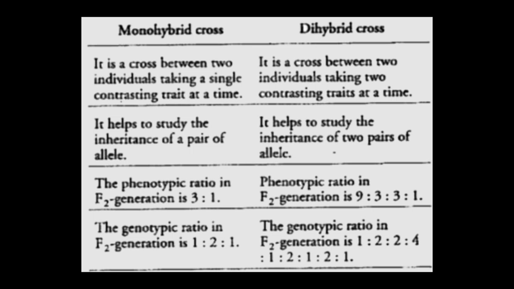The phenotypic ratio in F2 generation in monohybrid cross is 3:1. The phenotypic ratio in F2 generation in dihybrid cross is 9:3:3:1. The genotypic ratio in F2 generation is 1:2:1. The genotypic ratio in F2 generation in dihybrid cross is 1:2:2:2:4:1:2:1:2:1.